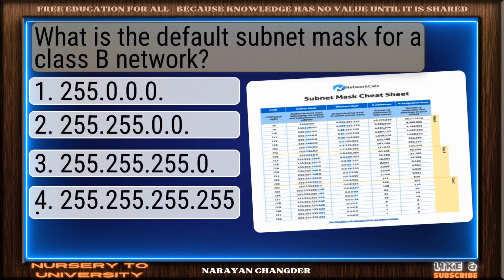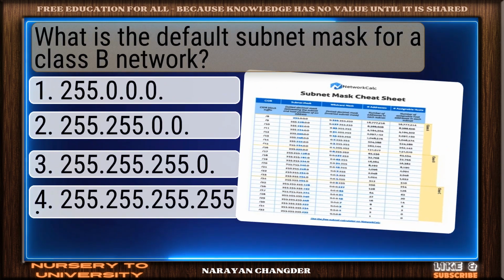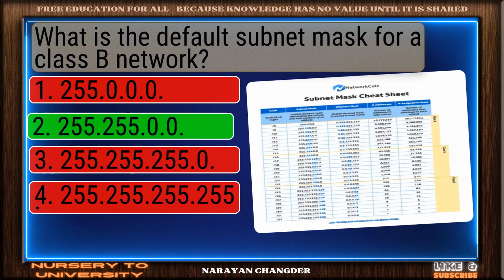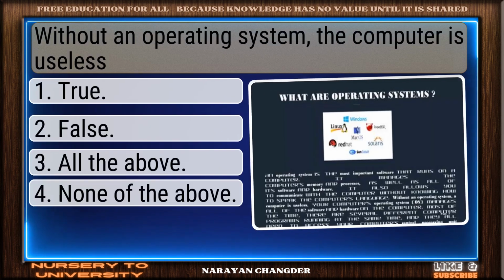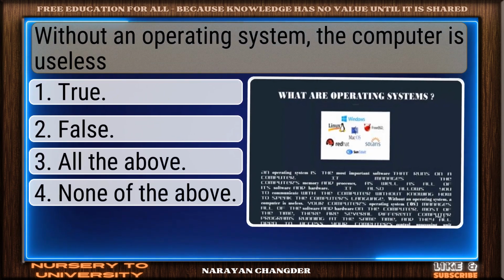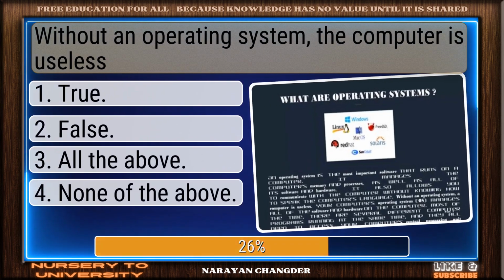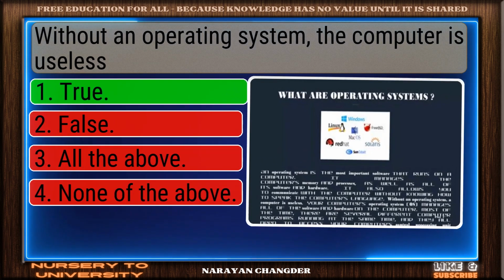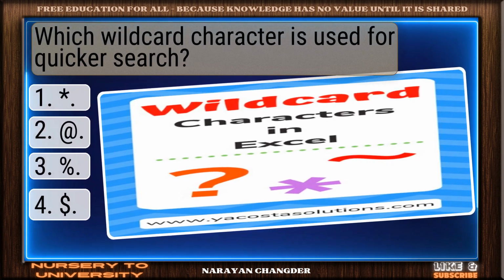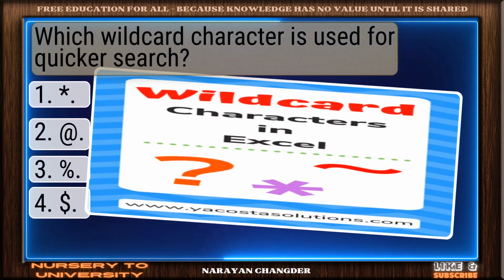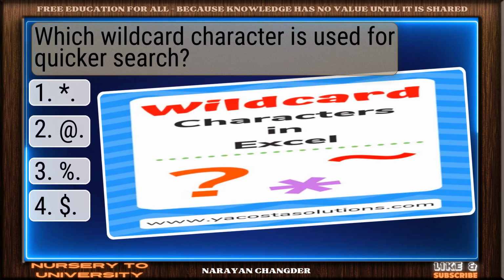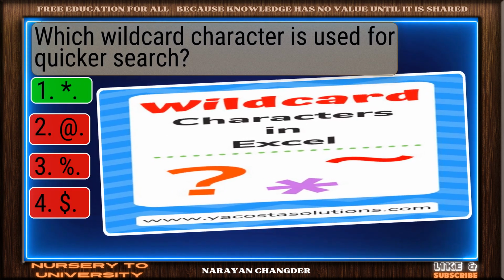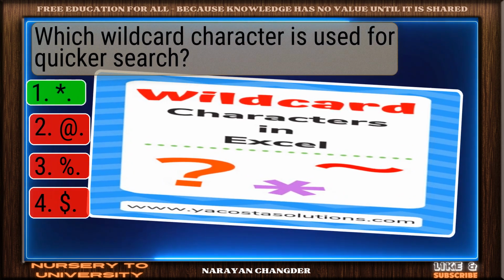What is the default subnet mask for a Class B network? 255.255.0.0 is the correct choice. Without an operating system, the computer is useless. Nice work. You chose true and it is correct. Which wildcard character is used for quicker search? Asterisk. On track. Asterisk is the correct answer.